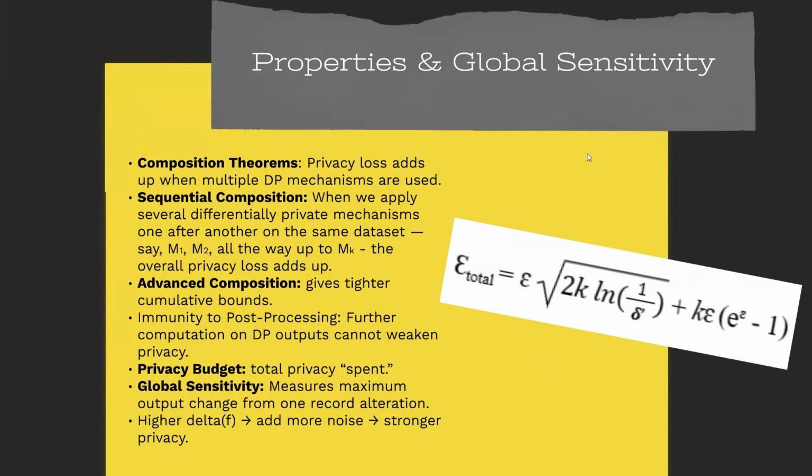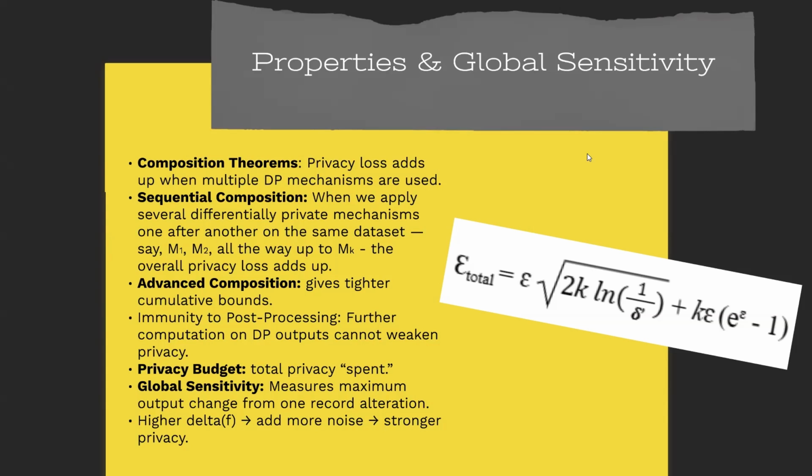Now that we have defined differential privacy mathematically, let's talk about the key properties that make it so valuable and practical in real-world applications. These properties ensure that differential privacy can be applied flexibly, even when multiple analyses or transformations are performed on data. The first important property is the composition theorem.